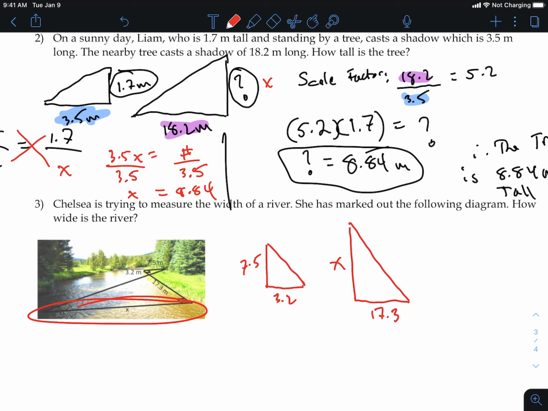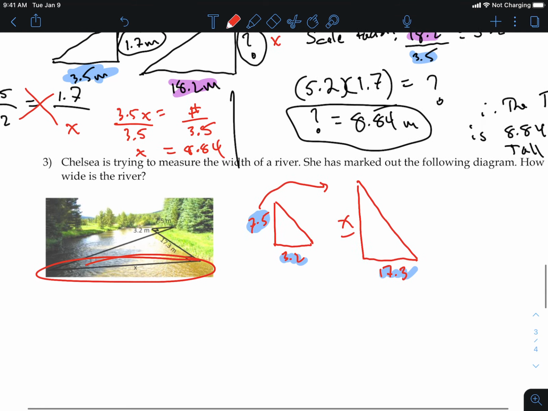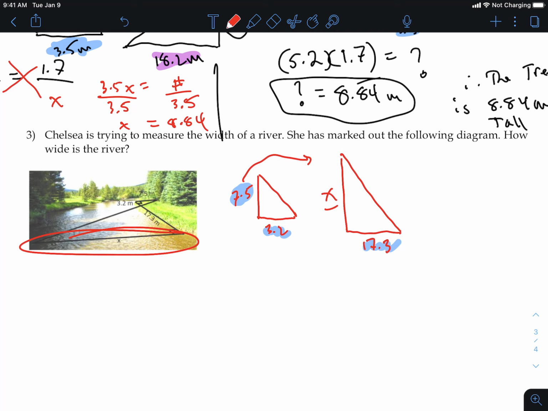Okay. So you could do one of two things here. You could find the scale factor between these two pieces, right? And then know that because you're going from the small one, you could multiply this value by the scale factor to give you x, right? Because you're going from a smaller triangle to a bigger one. Or you could set this up.